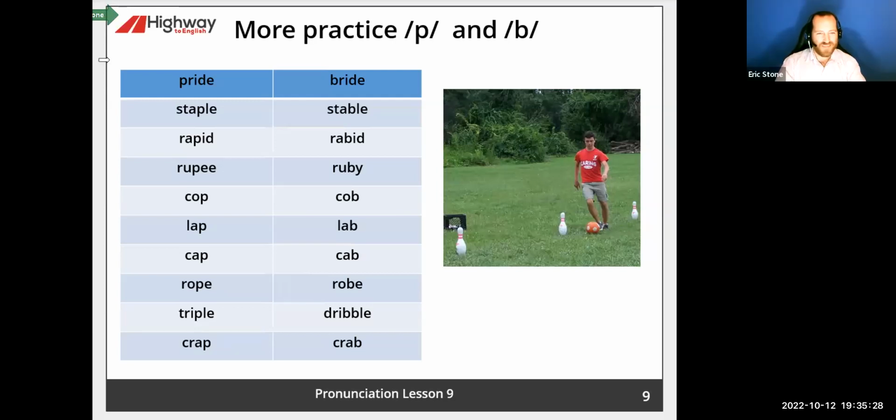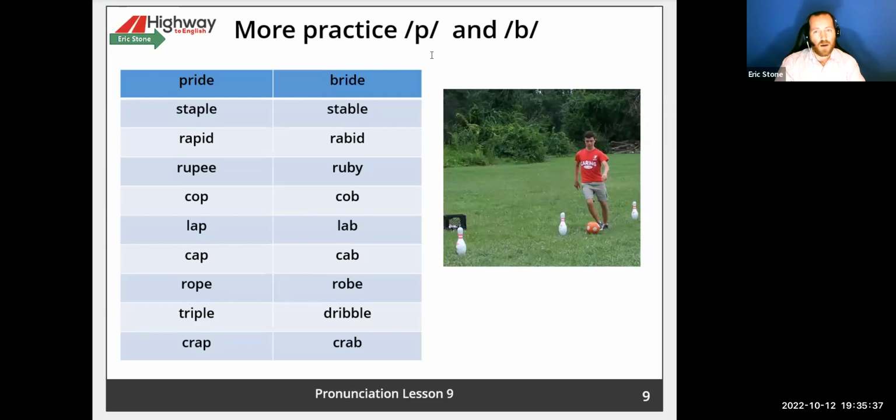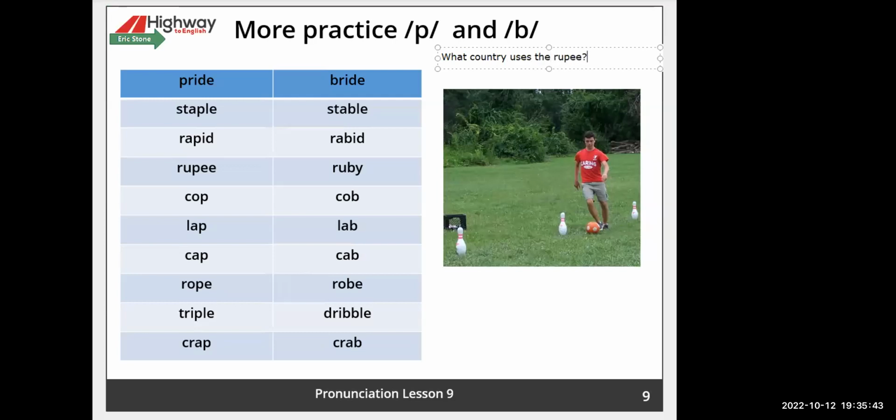There you go. Any questions about those words? Sounds pretty good. You did a great job. Thanks. What country uses the rupee? Is it India? It is, yeah, there you go.